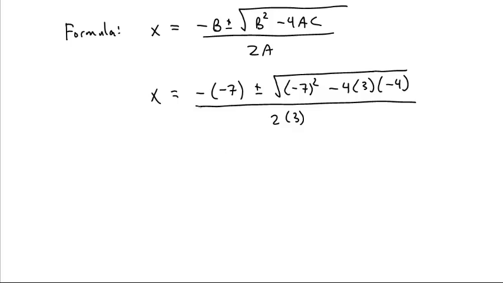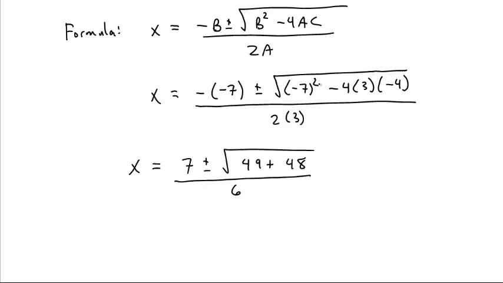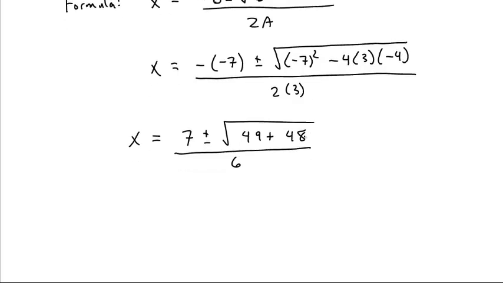You have to simplify this. Negative 7 is positive 7. And negative 7 times negative 7 is 49. This is different than negative 7 squared. The whole b is being squared. So whether it's positive or negative, it's always going to turn out to be a positive number. Let's see. 4 times 3 is 12. 12 times 4 is 48. We have two negatives. It becomes positive. All over 2 times 3, which is 6.